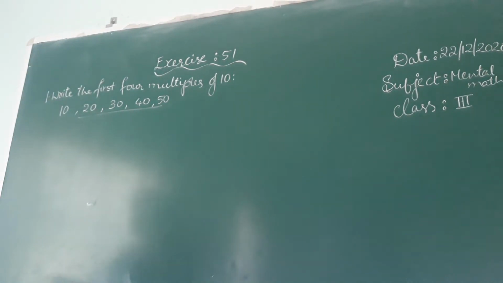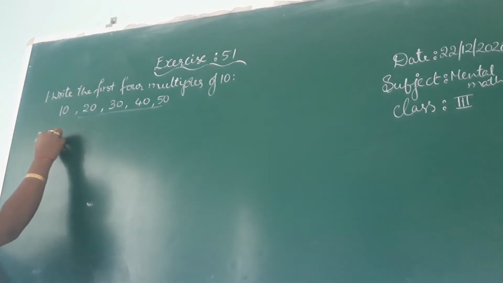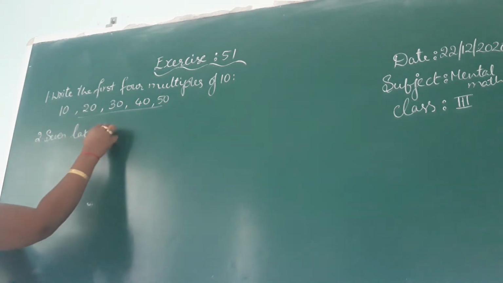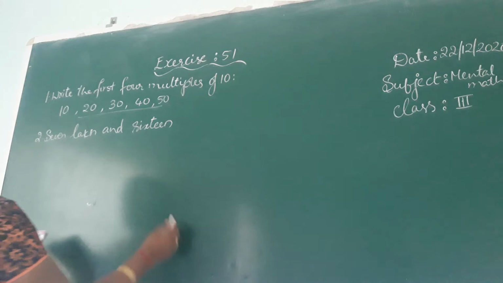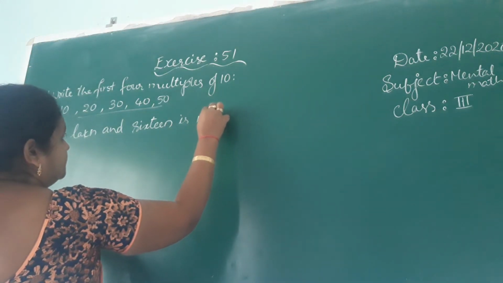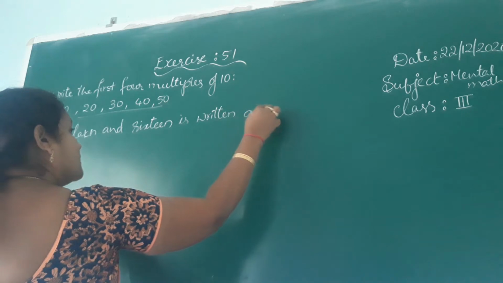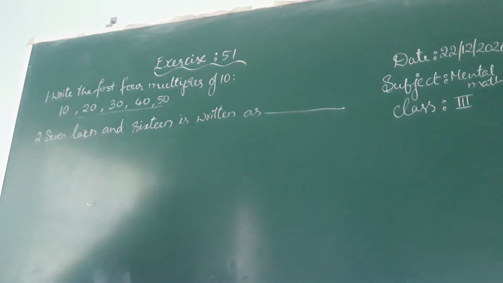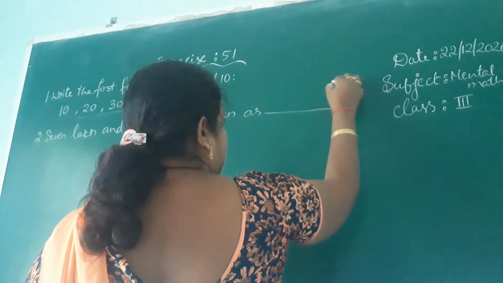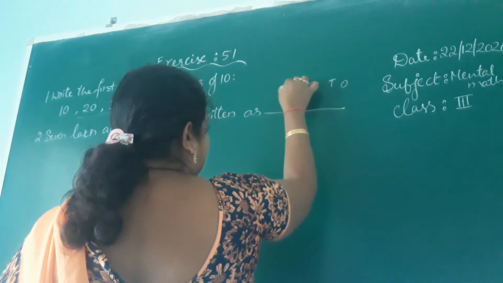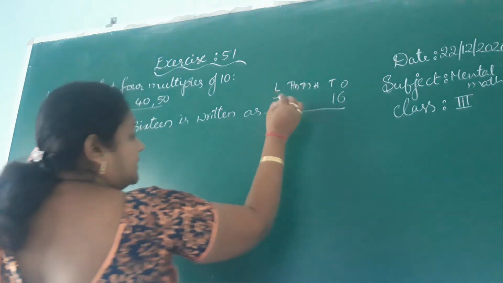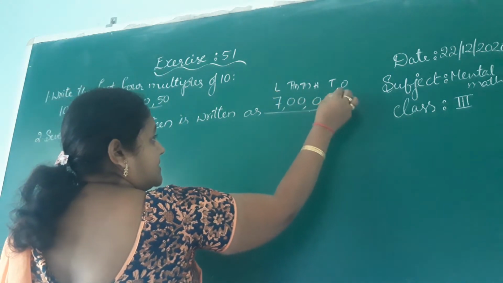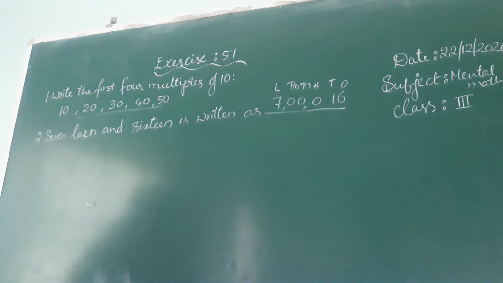Next one. 7 lakh and 16 is written as. How will you write 7 lakh and 16? Children, write the place values: ones, tens, hundreds, thousands, ten thousands, lakh. 7 lakh, 16. And the remaining thousands place is 0 and hundreds place is also 0. So this is 7 lakh 16.